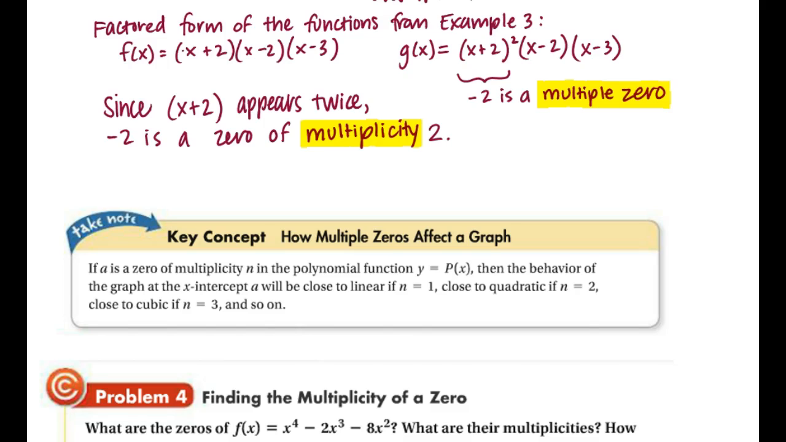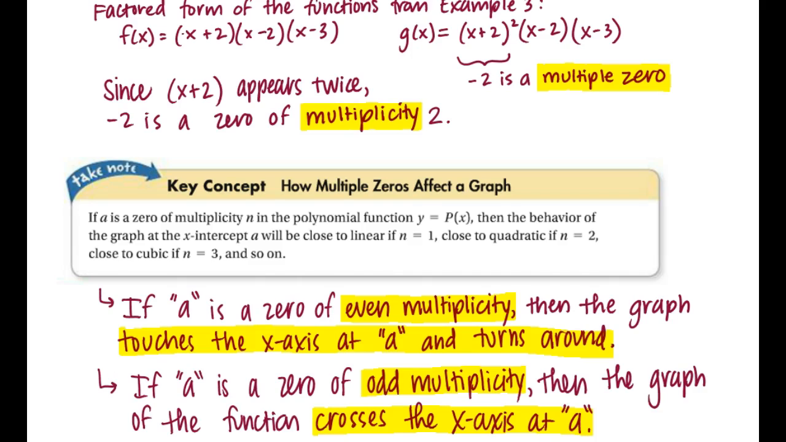Using the factored form of the functions that we just worked with in example 3, we have f of x equals x plus 2 times x minus 2 times x minus 3. And g of x equals x plus 2 quantity squared, because we had that listed twice, times x minus 2 times x minus 3. This -2 is called a multiple zero, and the reason why is because the factor x plus 2 is listed twice. So -2 is a zero of multiplicity 2, because we listed that factor twice.